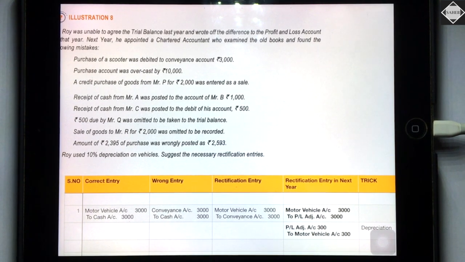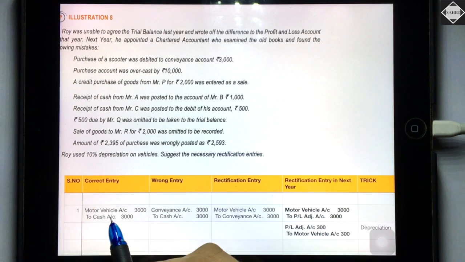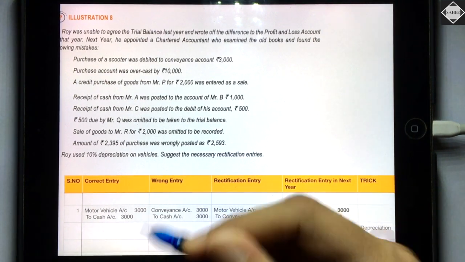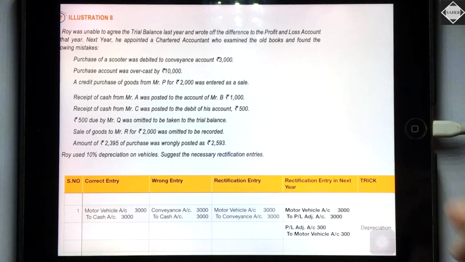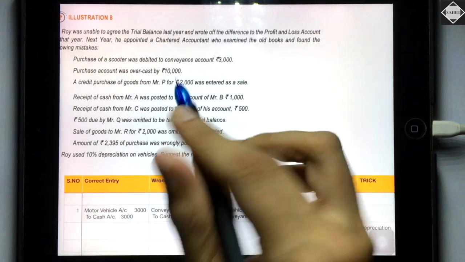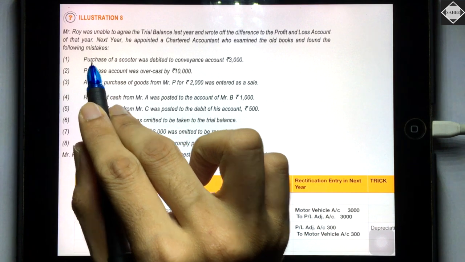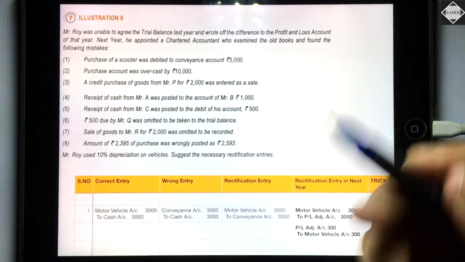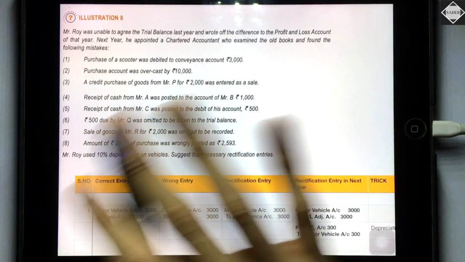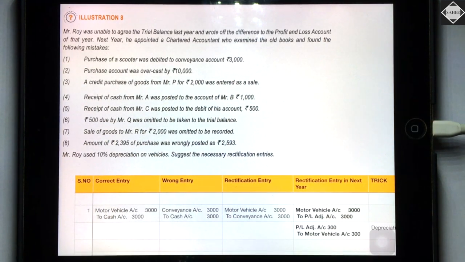Now what happened? See, this is a non-current asset, motor vehicle, isn't it? And on a non-current asset, what do we charge? Depreciation. In the last year, this error happened: we purchased a scooter and it was debited to the conveyance account. It was treated as an expense. So there was no depreciation charge in the last year.